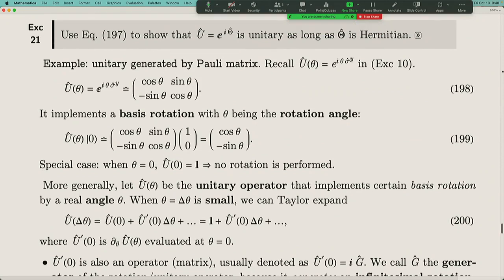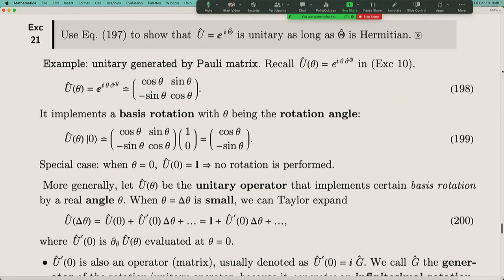Following that, I just want to finish this example in 2 minutes. For example, we can consider a Pauli matrix, sigma y. We have actually talked about that in exercise 10. You can show that e to the i theta sigma y is a matrix like that. This is a unitary matrix because if you Hermitian conjugate this matrix, you can show that it is its inverse. The Hermitian conjugate is its inverse. So it's unitary. This unitary implements a basis rotation by rotation angle theta, in this two-dimensional real plane.